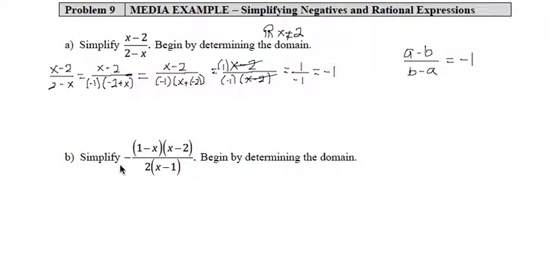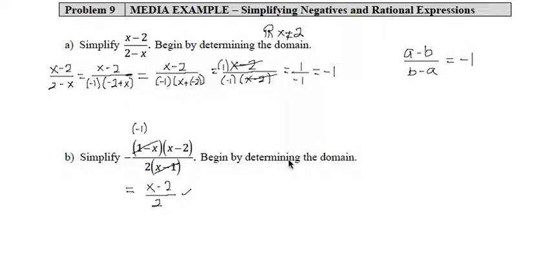Let's take a look at part B. Simplify negative the quantity 1 minus x times the quantity x minus 2 divided by 2 times the quantity x minus 1. Well, here I have 1 minus x over x minus 1. I can simplify that, and when I do, removing the common factor, I have negative 1 left. Negative 1 here, this negative 1 in front, times this negative 1 gives us a positive 1. And so all I have left from this giant fraction is x minus 2 over 2. And that is my final answer.